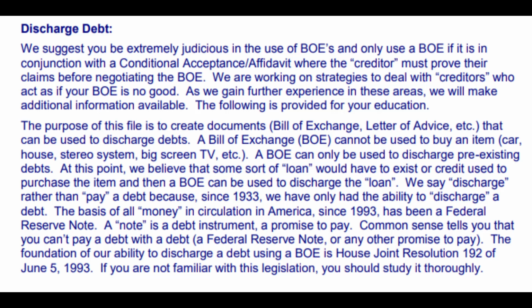So a note is a debt instrument, a promise to pay. Common sense tells you that you can't pay a debt with a debt, a Federal Reserve note, or any other promise to pay. The foundation of our ability to discharge a debt using a BOE is House Joint Resolution 192 of June 5th, 1933. If you are not familiar with this legislation, you should study it thoroughly. And that is, I think, the main basis for a lot of the people here believing that they're able to discharge debt and things like that, is based off of House Joint Resolution 192.